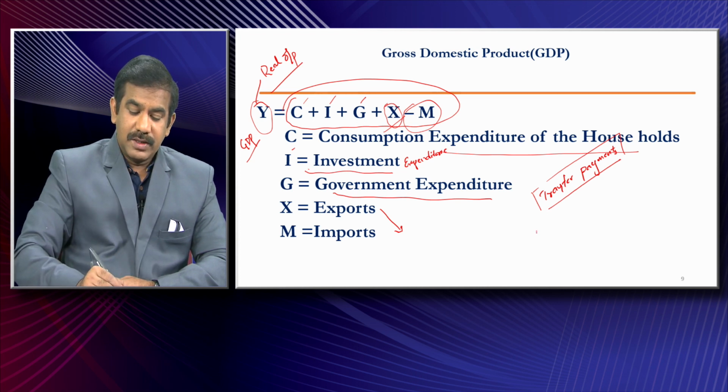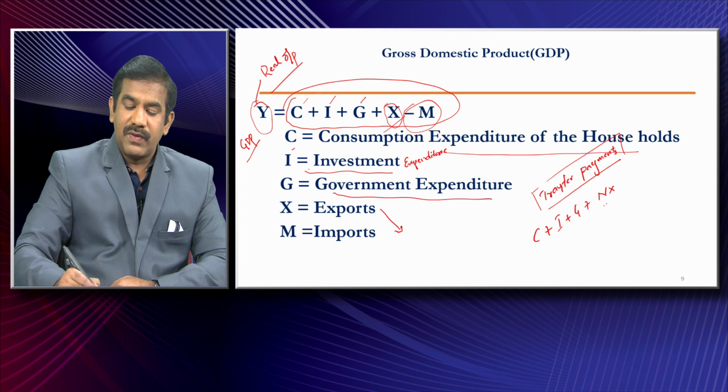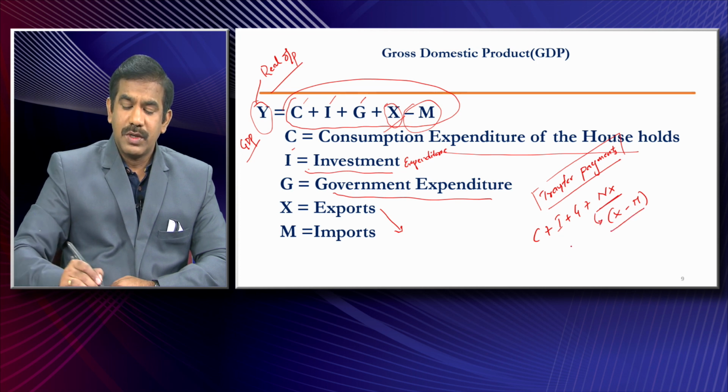And that's the reason I write this as C plus I plus G plus X minus M. I could rewrite the same as NX. NX stands for net exports, the gap between exports and imports. The net exports value would be positive if your exports are more than imports.